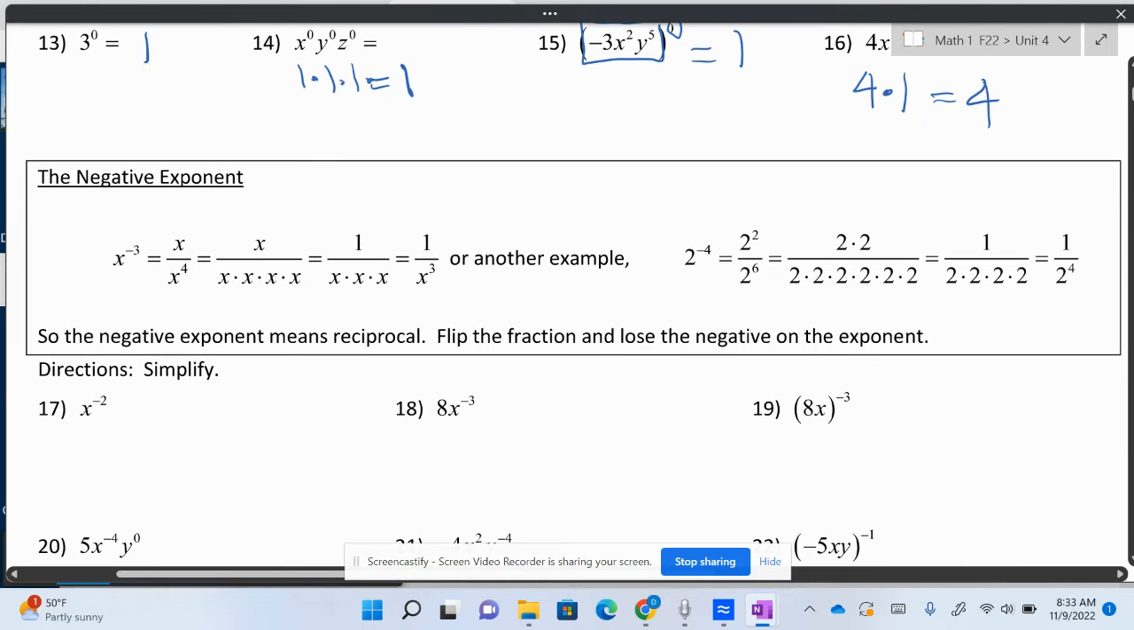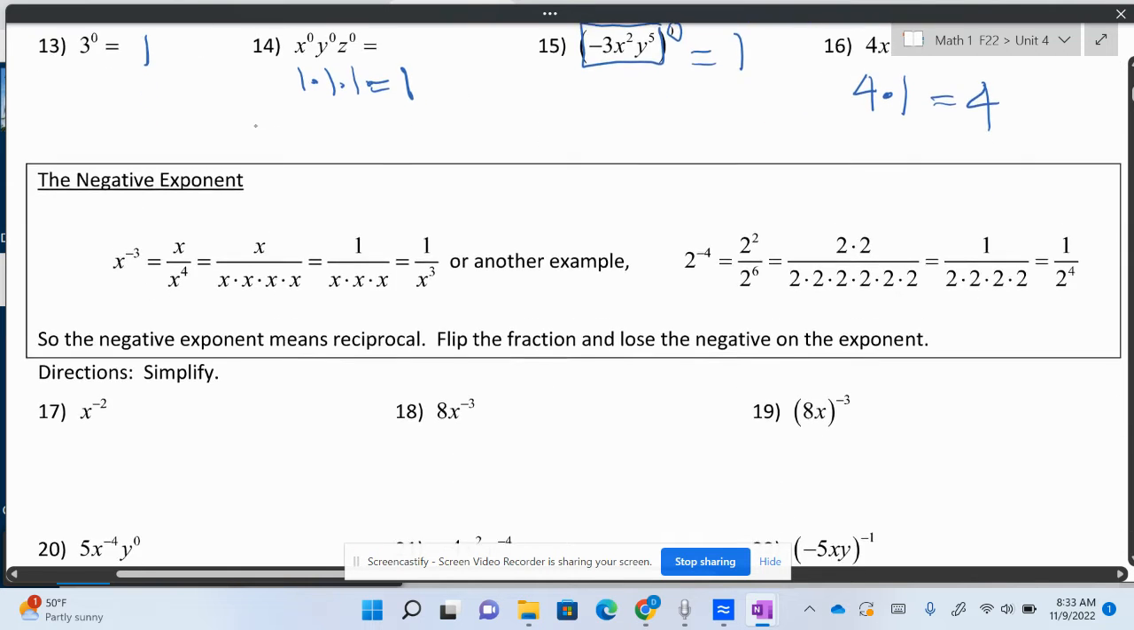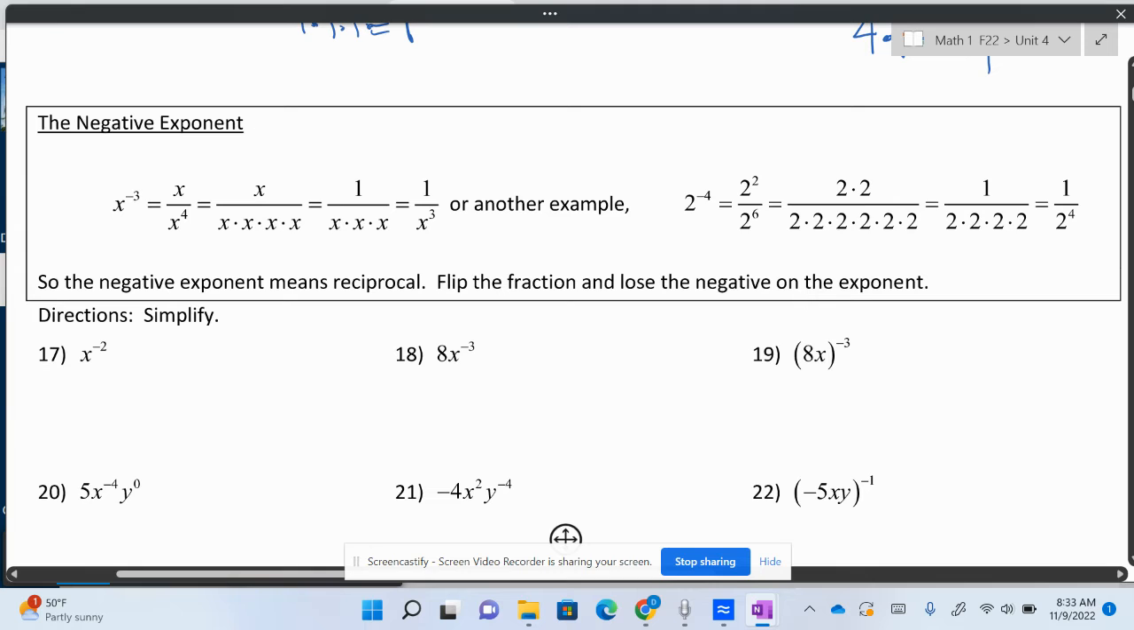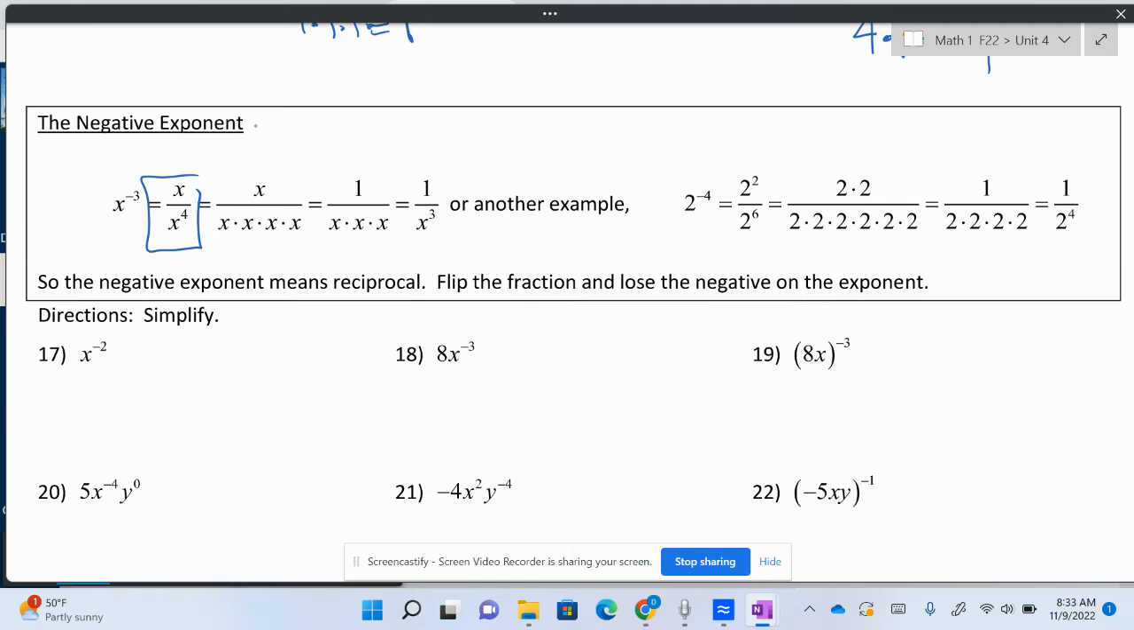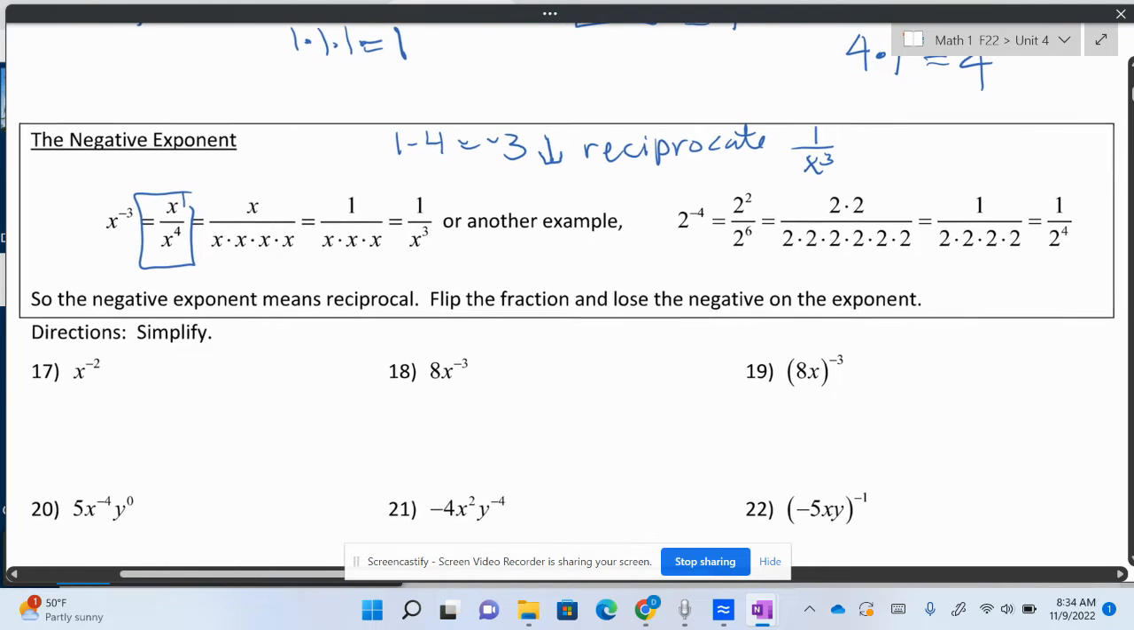Negative exponents. We are doing that today. I thought we were doing negative tomorrow. Maybe I double up. So negative exponents, just like I kind of showed here. So when you have a negative exponent, still the same rule. This is 1 minus 4. 1 minus 4 is negative 3. So this is really x to the negative 3. But when you have a negative exponent, you reciprocate it. And you make the exponent positive. So you write the reciprocal and you make the exponent positive.